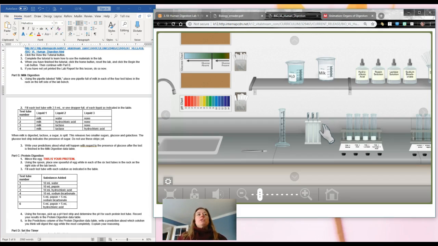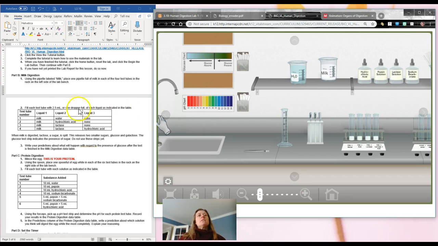Fill each test tube with 2.5 mils or 1 dropper full of each liquid as indicated on the table. Well, where do we get the table from? That's over here. Okay, so liquid 1, milk, is in all 4 already. 1, 2, 3, 4, that's done. Check. And then it says liquid 2. We need to add water, hydrochloric acid, lactase, and lactase.